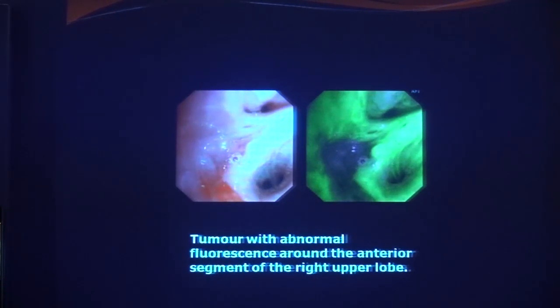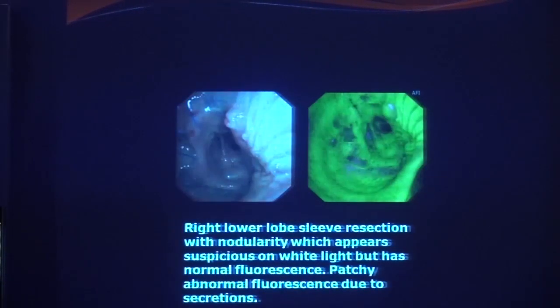I won't go through all the pictures to save time, but it looks like, if it is green, it is normal. If it darkens, it may be blood. If it comes pink, this is what you should biopsy. But it's not that accurate.